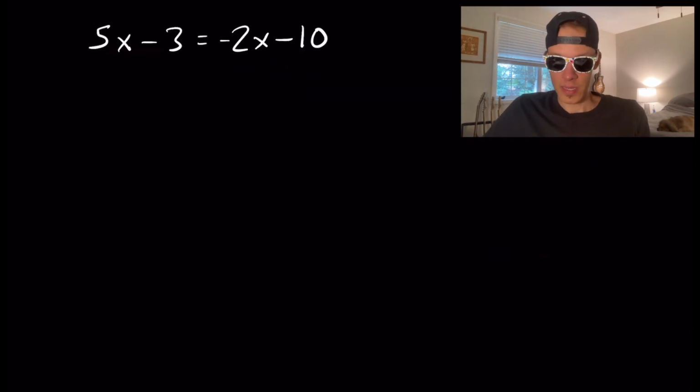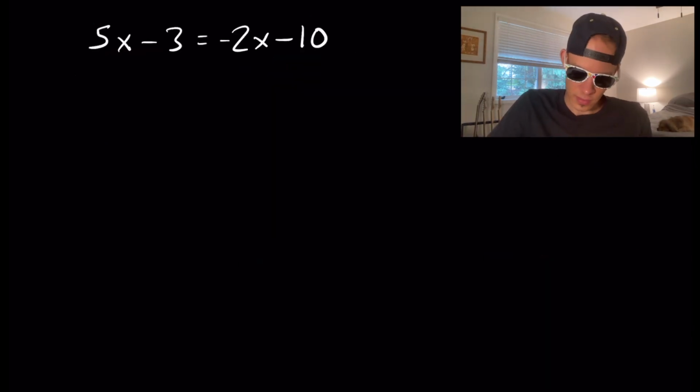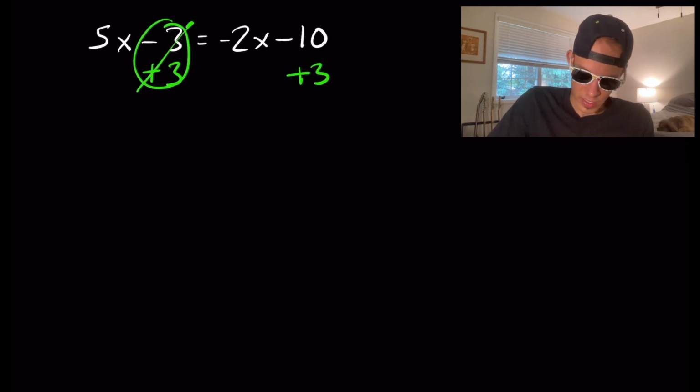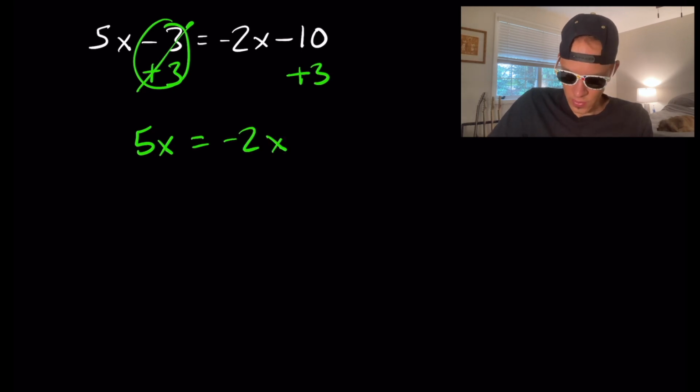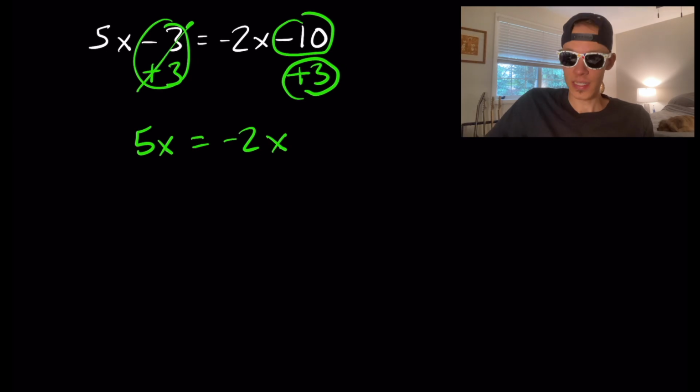Okay, same thing here. Let's move the constant on the left side of the equal sign over to the right side. And all we're going to do is just undo the operation. So we're subtracting 3. Let's add 3 to both sides. So these will cancel, and I'll have 5x is equal to negative 2x, and then negative 10 plus 3 is going to be negative 7.